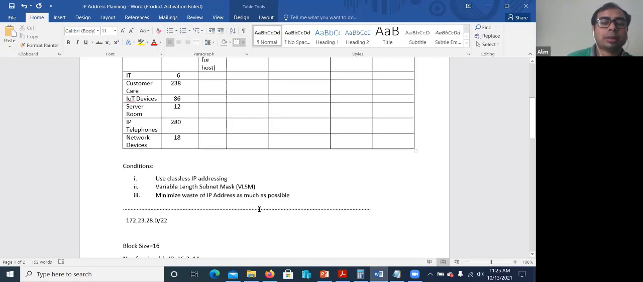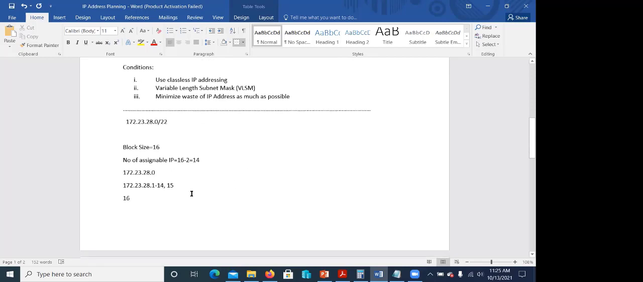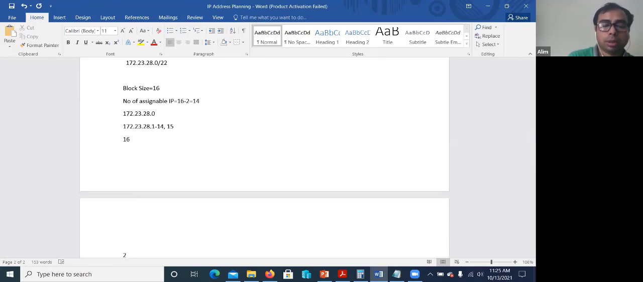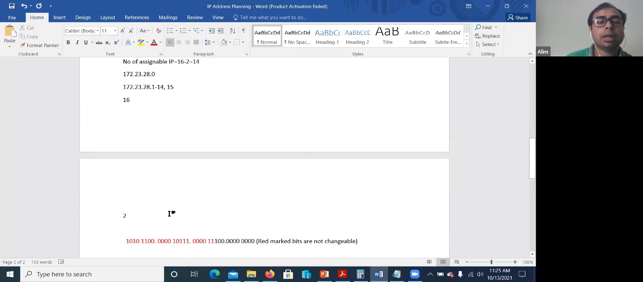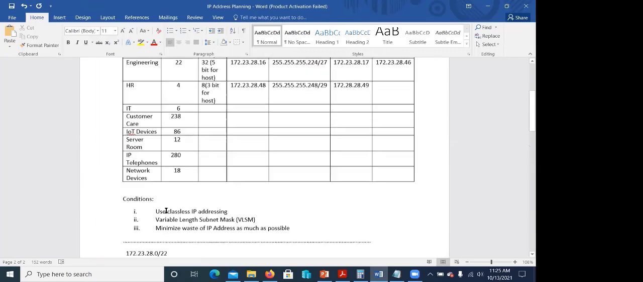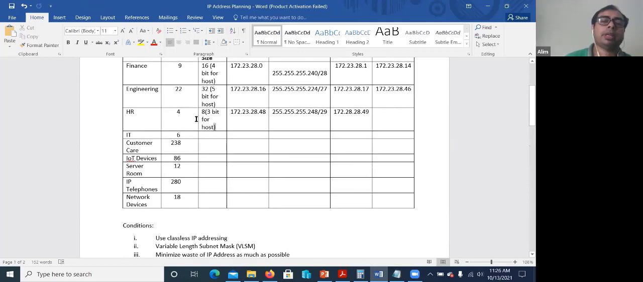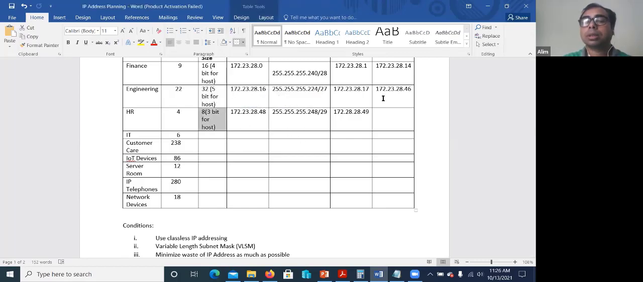There are two things. Look, 2 to the power 3. I was talking about 2 to the power 3. That means 8, right? Yes, sir. 8 means what is the number of assignable addresses? Just 8 minus 2, 6.